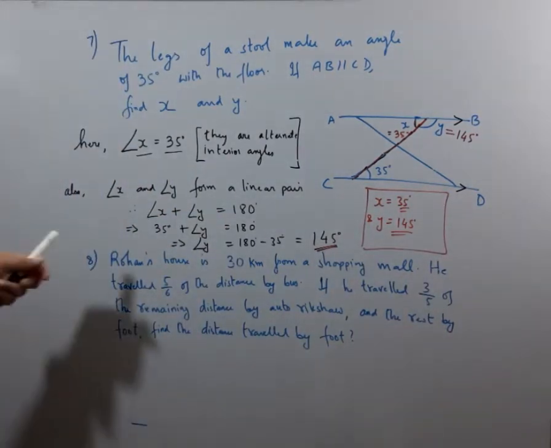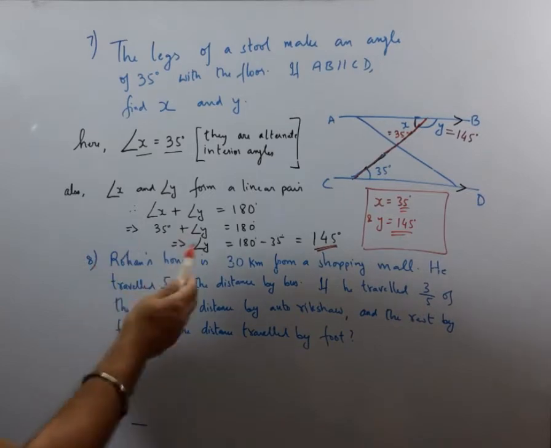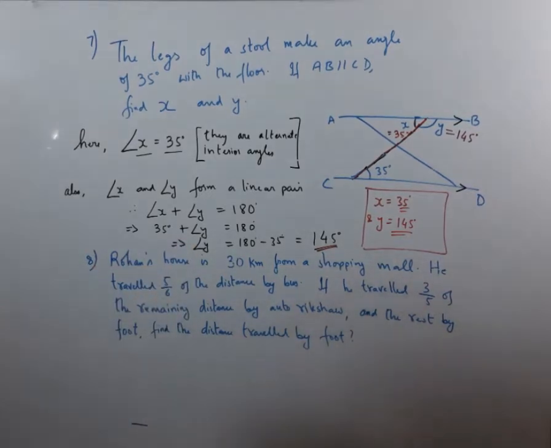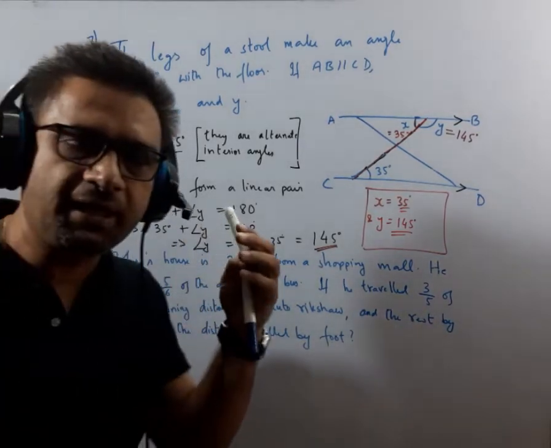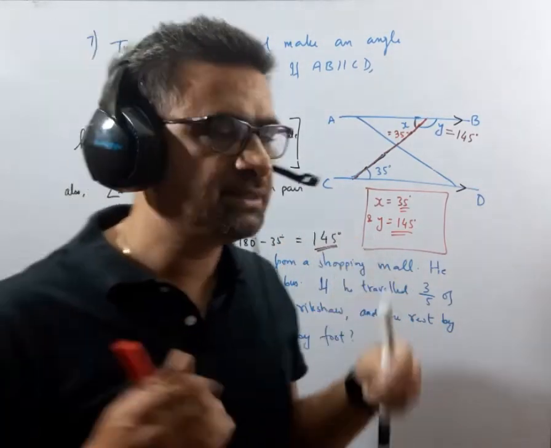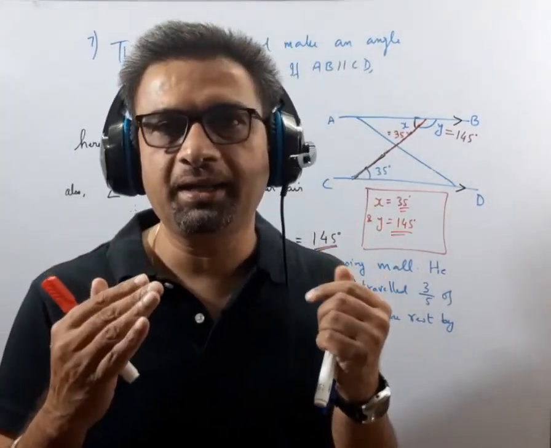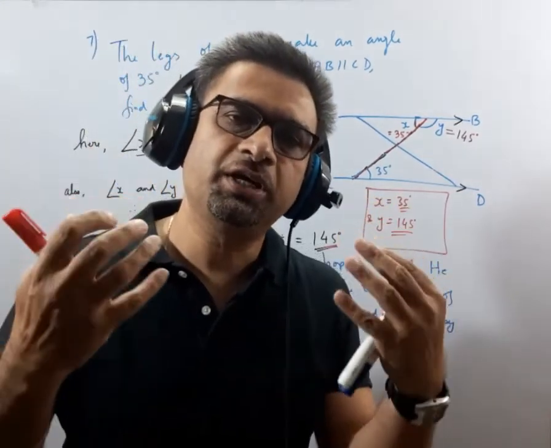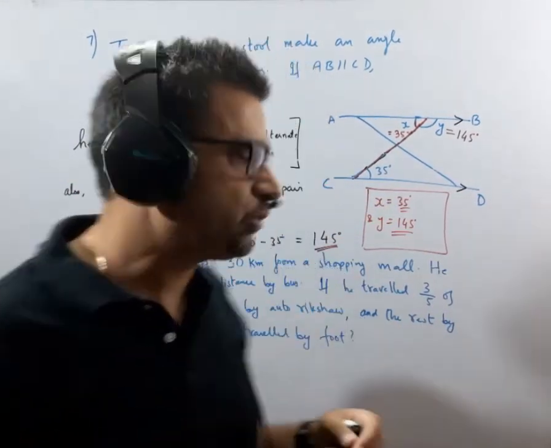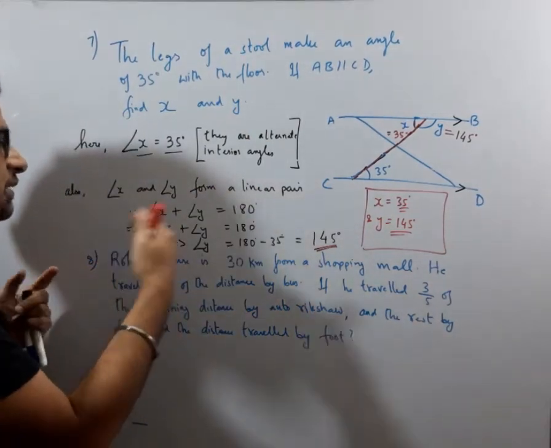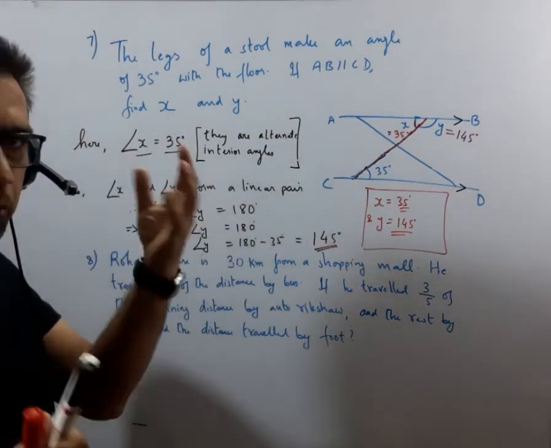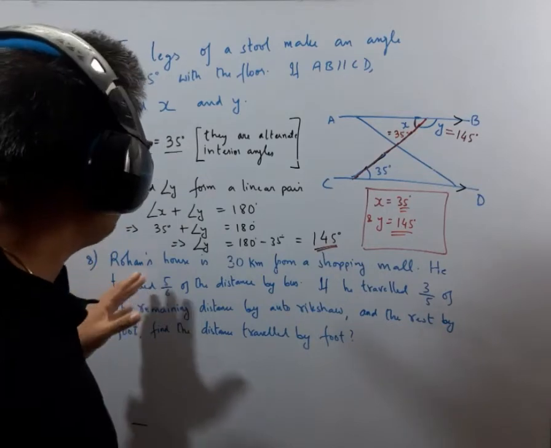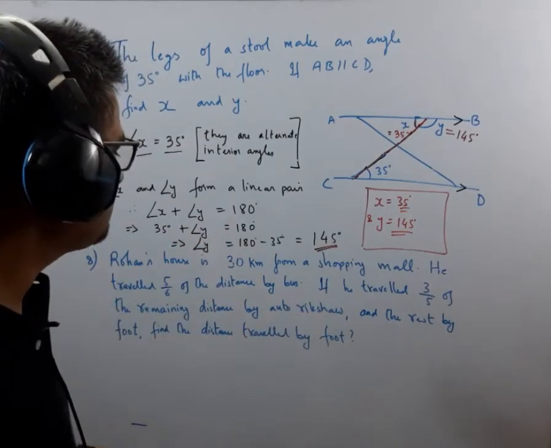All right, now coming over to the next question. Rohan's house is 30 kilometers from a shopping mall. So let us understand this type of questions line by line. Let us not get onto the next line without really absorbing the previous one. So what does it say? Rohan's house is 30 kilometers from his shopping mall. Great, no big deal. He traveled 5/6 of this distance by bus.